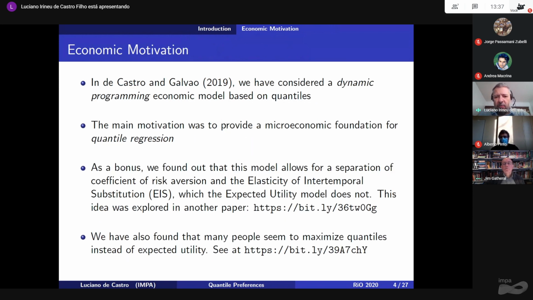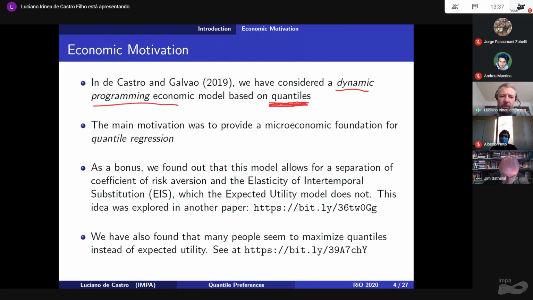In this paper that we wrote and published, the model that we got is a dynamic programming model. As you know, dynamic programming is something that's very important for economics, macroeconomics. And what we did was to do this problem and develop all the theory where the quantile substitutes the expectation. The main motivation for doing this exercise was to provide a micro foundation for quantile regression.